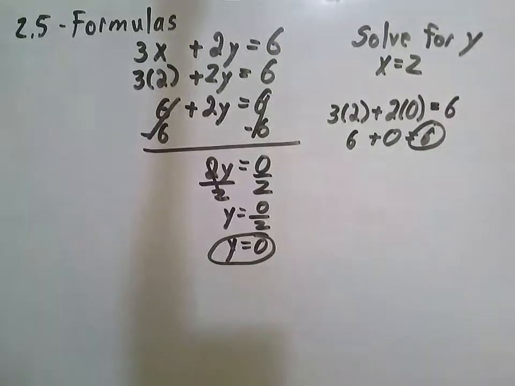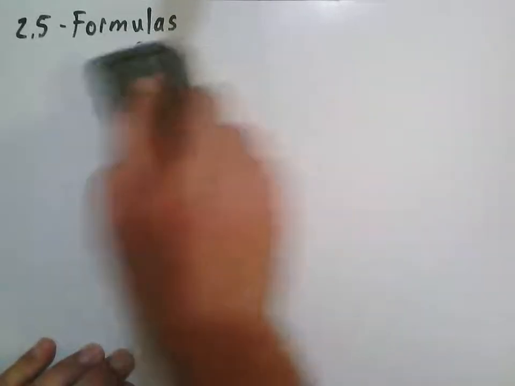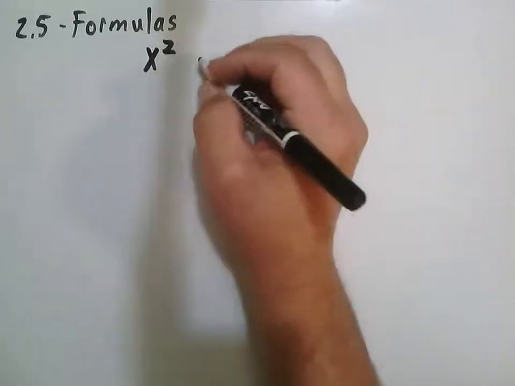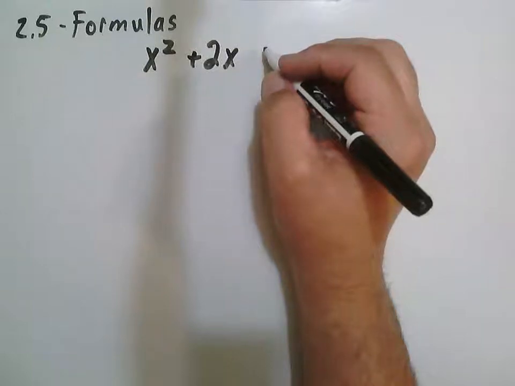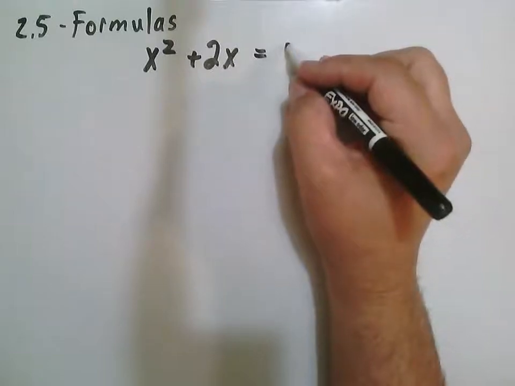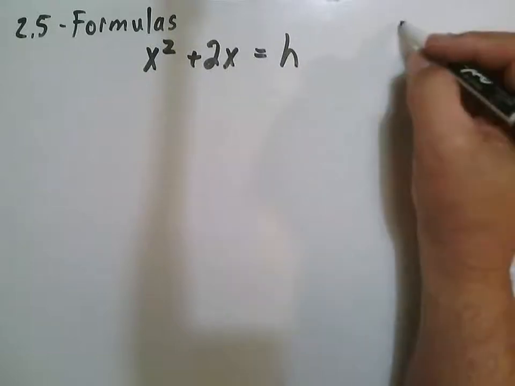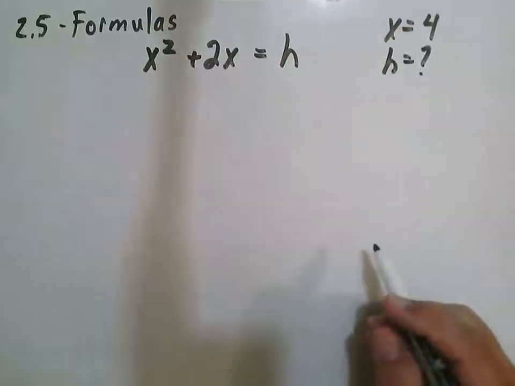Now, if we move on to our next one, and sometimes we will use squares. So for an example, if I have x squared plus 2x, and all of that, let's say, is equal to, I don't know, let's say h. We'll use a different variable this time. So if I know that my x is equal to 4, and I'm trying to figure out what my h is equal to, so that's going to be what I'm trying to solve for.